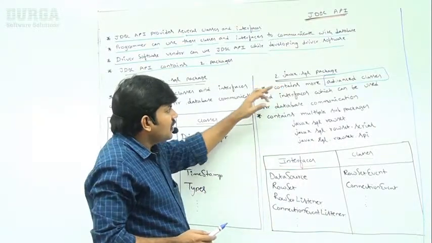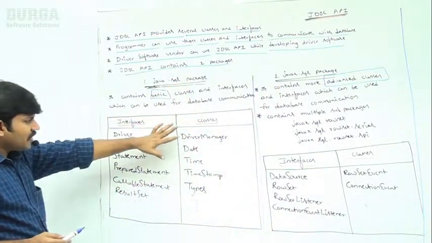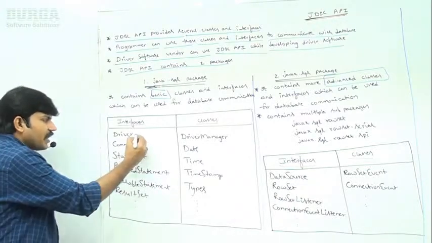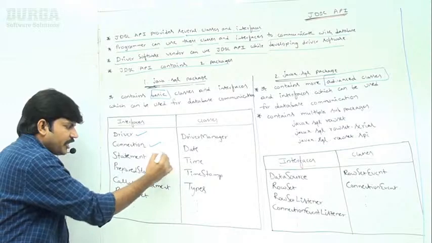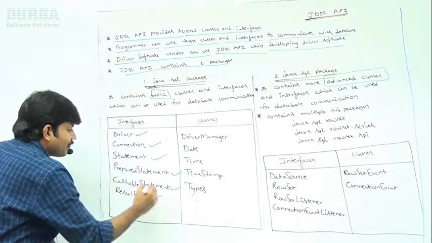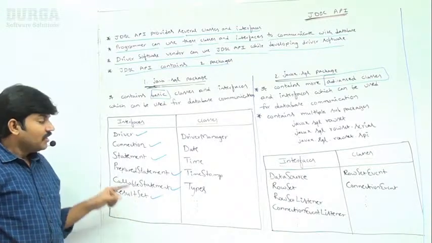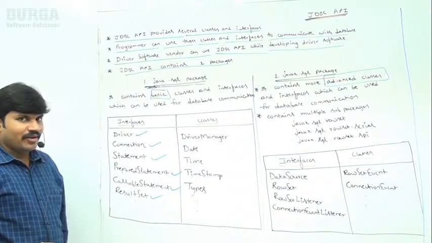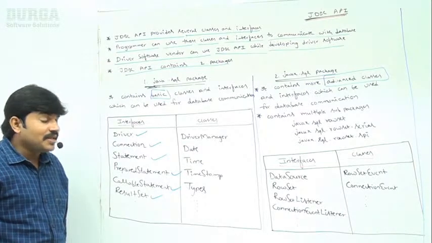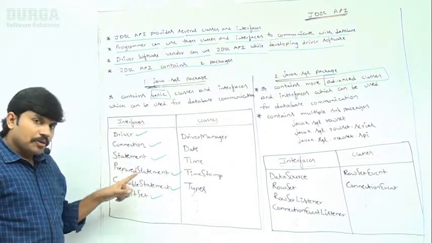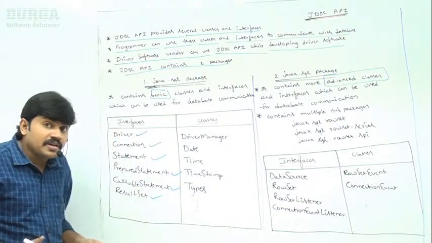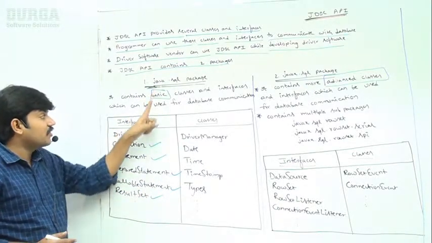Here in the java.sql package, what are the various important interfaces? Driver, Connection, Statement, PreparedStatement, CallableStatement, ResultSet, like this, right? Very important question for the interview room: what is Statement? How many statements are there in JDBC? Statement, PreparedStatement, CallableStatement, all these are interfaces present inside the java.sql package, right?